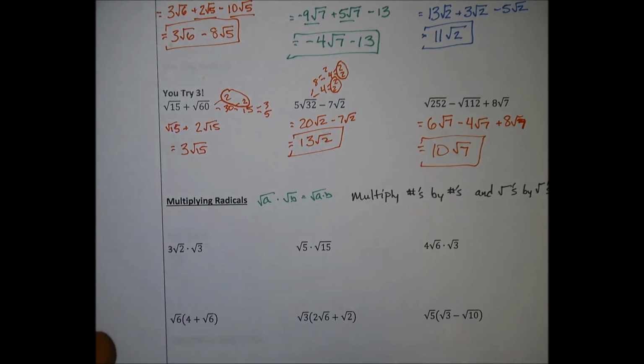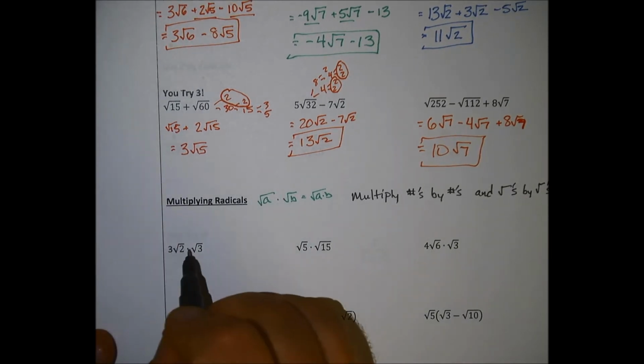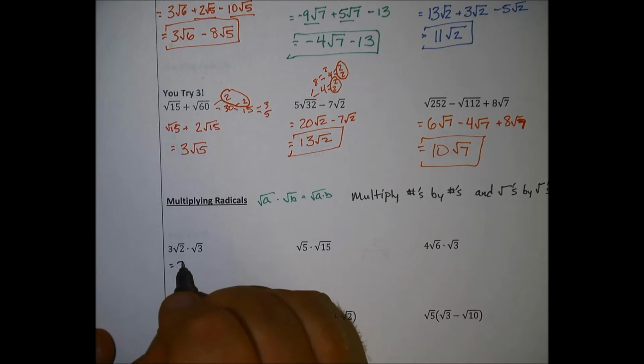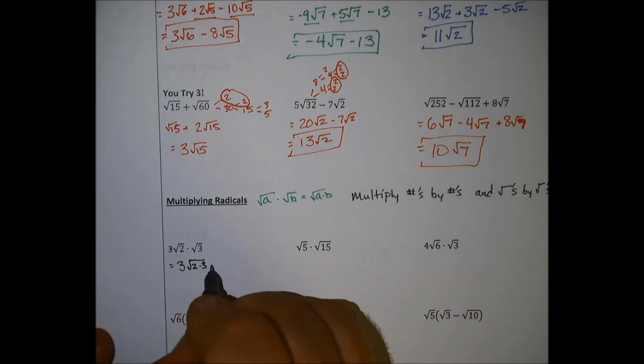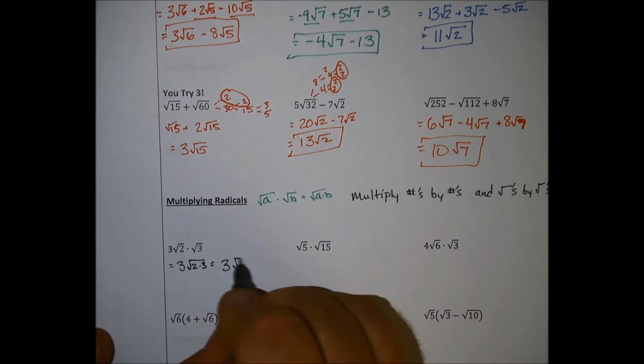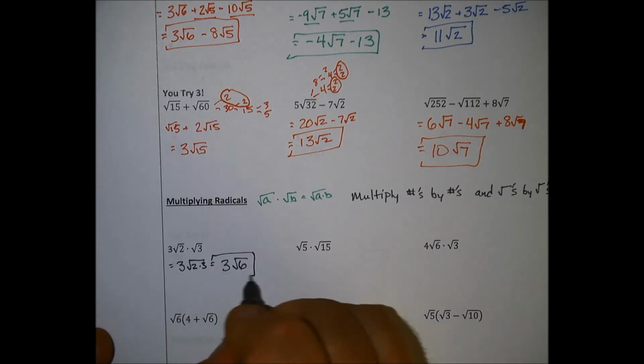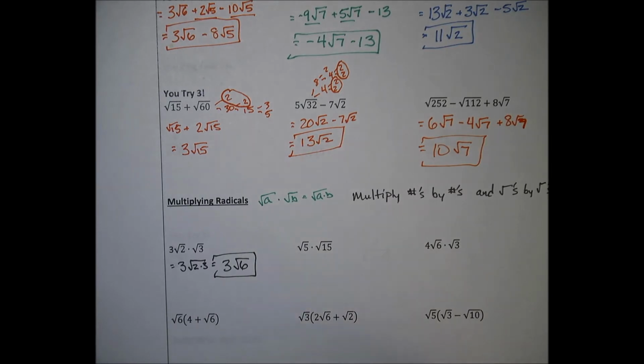Let's look at the first one. So out in front I have a 3 and I have a 1. 3 times 1 is 3. Square root of 2 times square root of 3 is square root of 2 times 3, which would simplify to 3 square roots of 6. No simplifying can happen with the 6, so we're good to go.